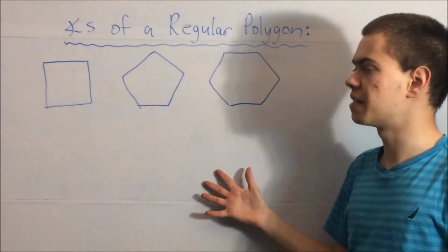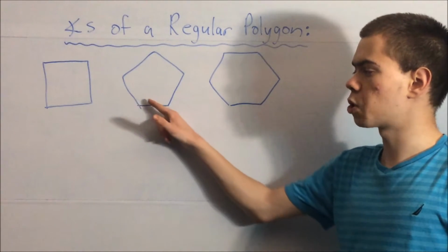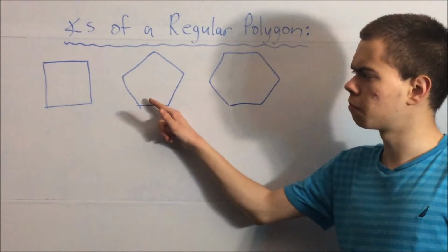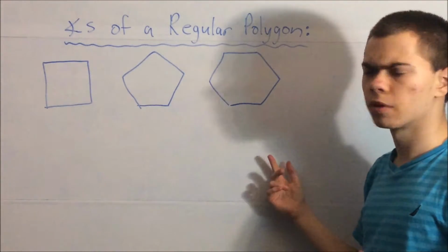Now, our goal in this video is to figure out, based on the number of sides a regular polygon has, what would be the measure of one of its angles? How do we figure that out?